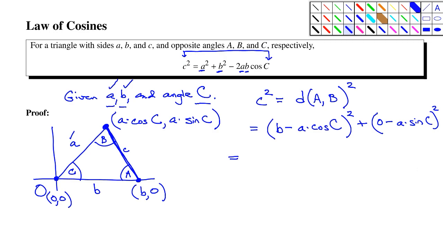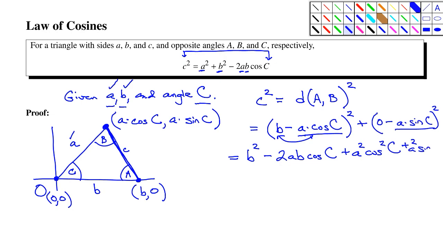Now let's multiply all this out. Remember, when you square a binomial, you square the first one, so we get b squared. And then it's the two pieces times 2, so it's going to be minus 2ab times the cosine of C. And then you square the last piece. So it'll be plus a squared times the cosine squared of C. And then we'll just square this piece because that's a 0. So it becomes plus a squared times the sine squared of C.